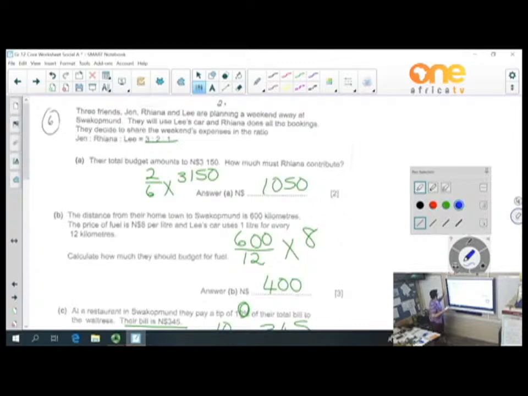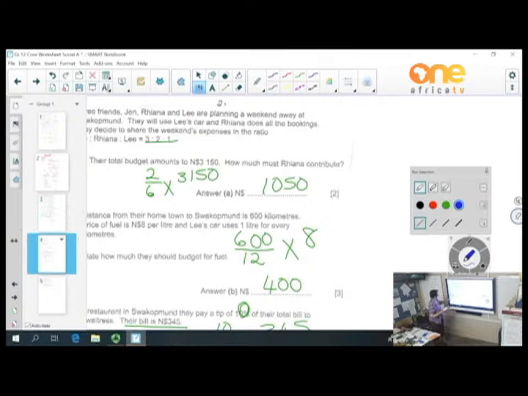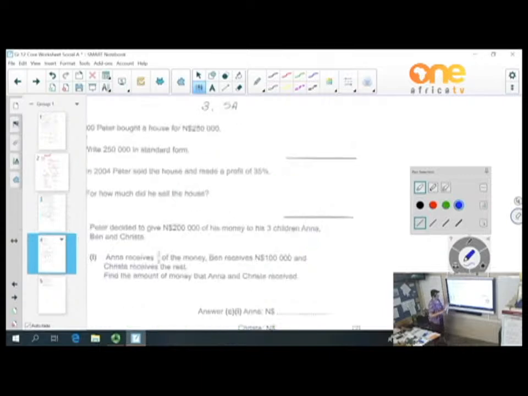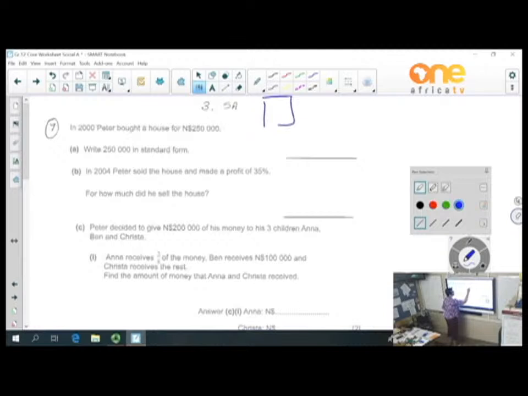Right, let's go to the next page. Question 7. In 2000, Peter bought a house for $250,000. Write this in standard form. Right, Michelle, what is this in standard form? What is standard form? 1 digit times 10 to the power of n. Only 1 digit, only one number. So what would it be? 2.5. There is the 1 digit. 2.5 times 10 to the power of 5.